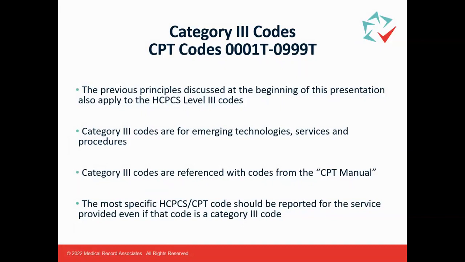The most specific HCPCS CPT code should be reported for the service provided, even if that code is a Category 3 code. So if you're performing a Category 3 code procedure or service, you need to report that code rather than an unlisted, quote-unquote, regular CPT code. So if a Category 3 code most specifically describes the procedure or services you're performing, that's the code that should be reported. And that's the end of the presentation.